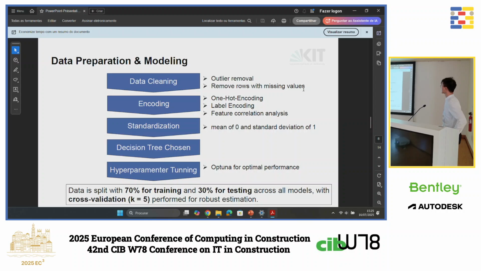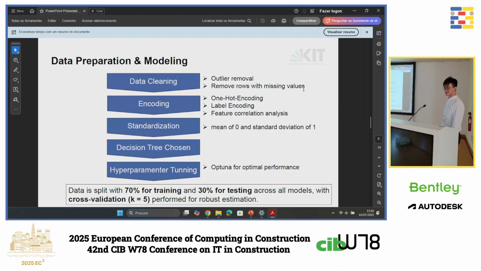Okay, that's basically the workflow. We start with data cleaning and preparing, which took a long time. First we removed all outliers, and we also removed some rows with missing values. For encoding, we use one-hot encoding and label encoding, and feature correlation analysis. We also standardize the data using a mean of 0 and a standard deviation of 1. We also choose some decision tree-based methods, and finally we tune them for optimal performance.